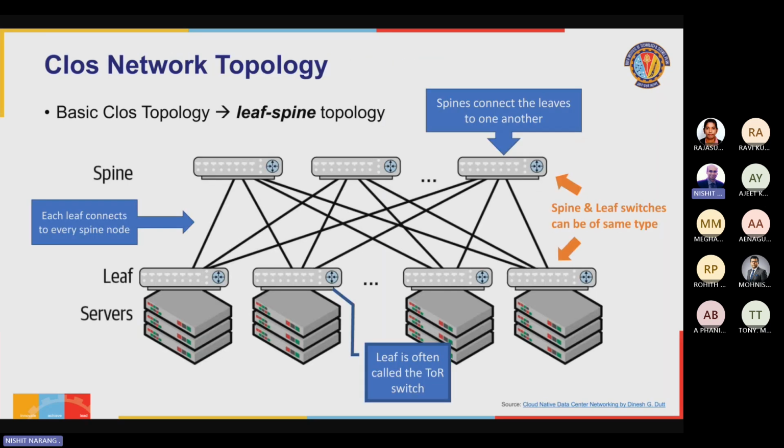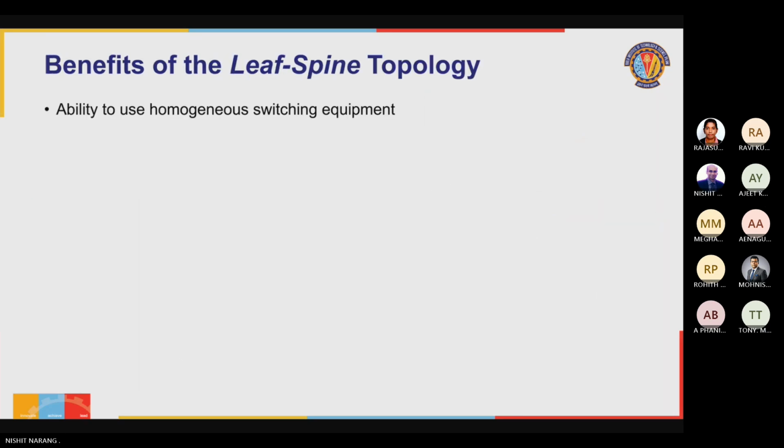Now, what is the benefit of this leaf spine topology? One of the biggest benefits that this topology brings in is the ability to use homogeneous switching equipment. When you look at a modern data center network, the reason in the previous class I showed you that YouTube video is because I always wanted you to carry that picture of a large scale data center network like Google has. The volume of servers that it has, the number of racks that exist in that data center.